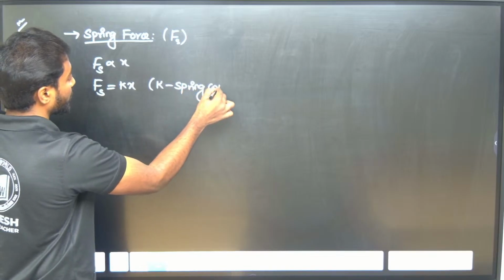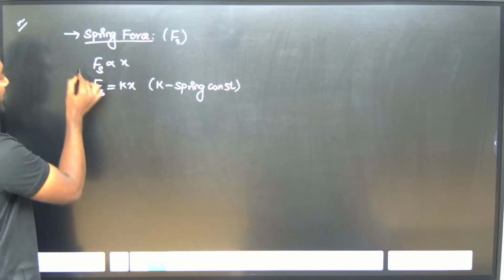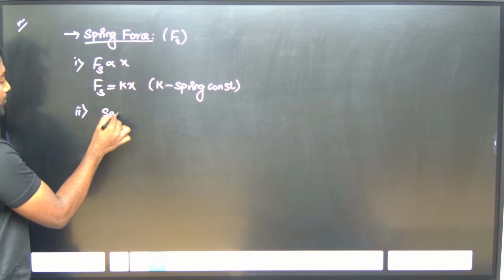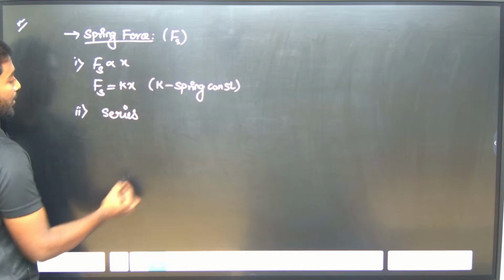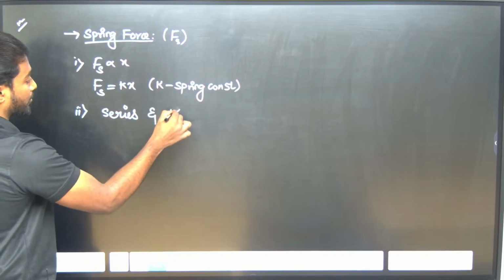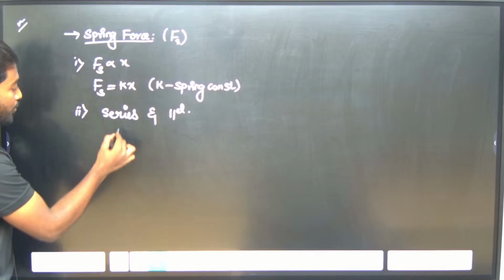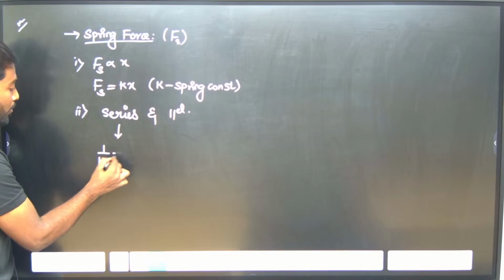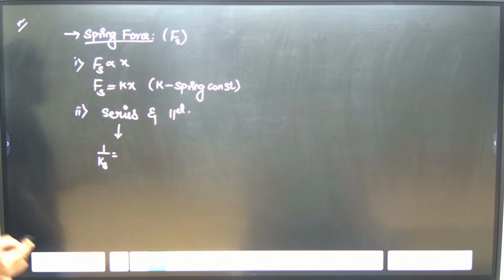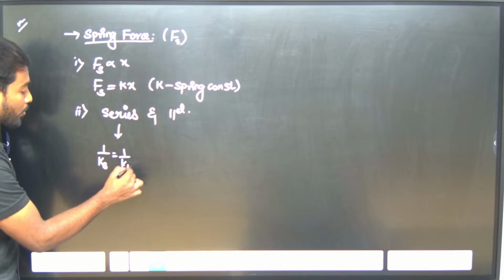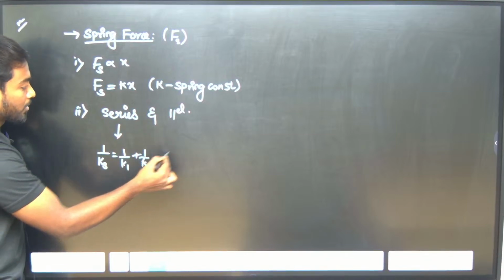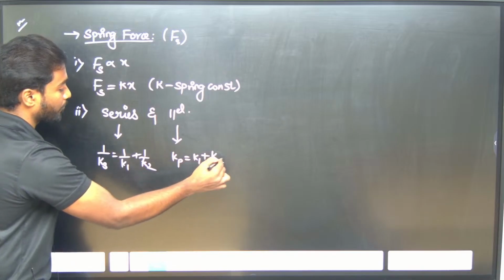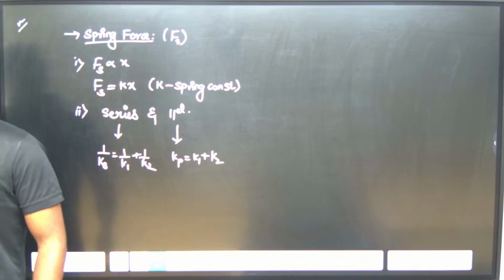Second, we discussed the series and parallel conditions. For the series condition, the formula is 1 by Ks equals 1 by K1 plus 1 by K2. For parallel, K parallel equals K1 plus K2. This is the formula.